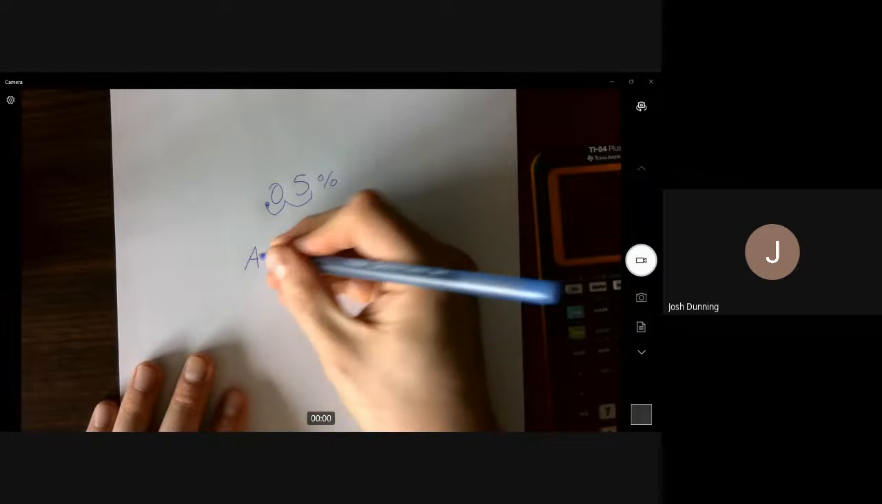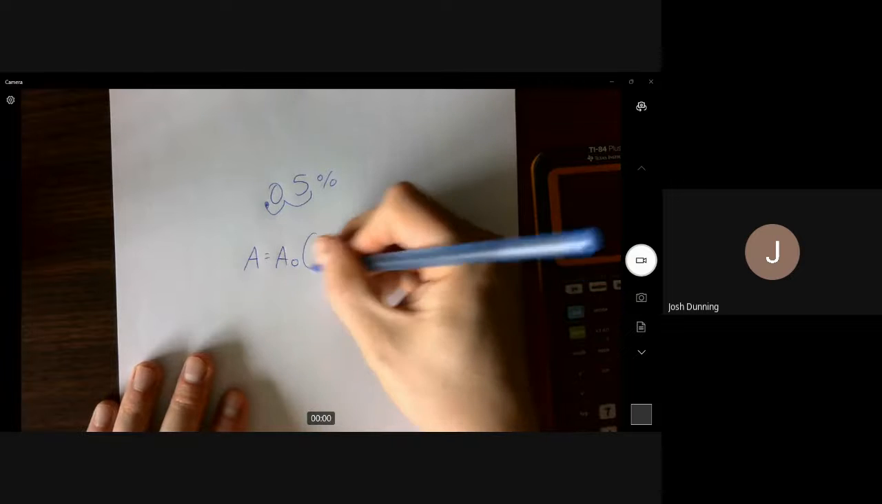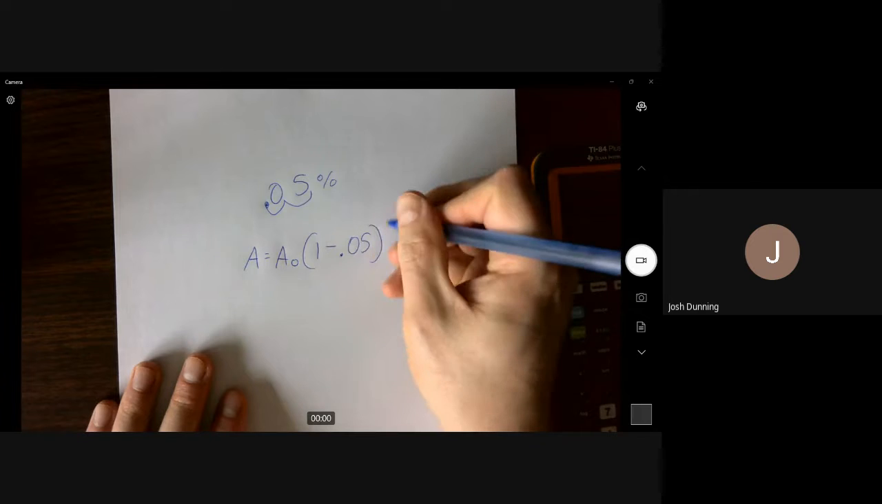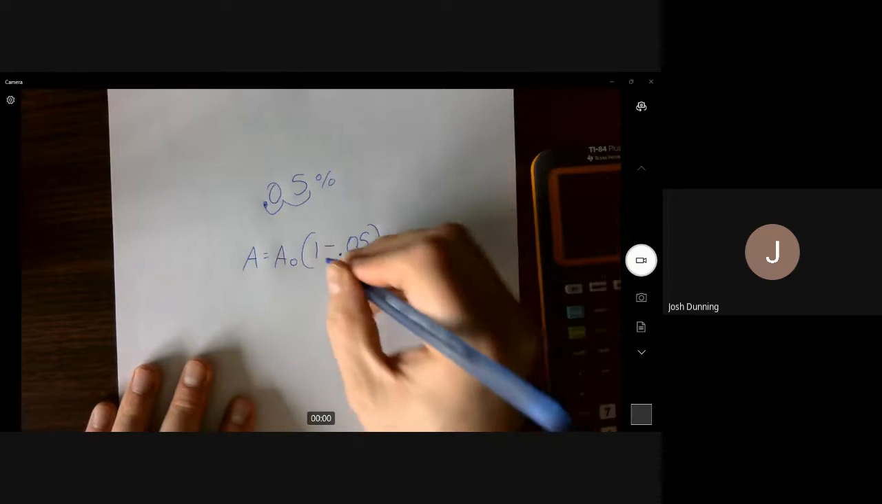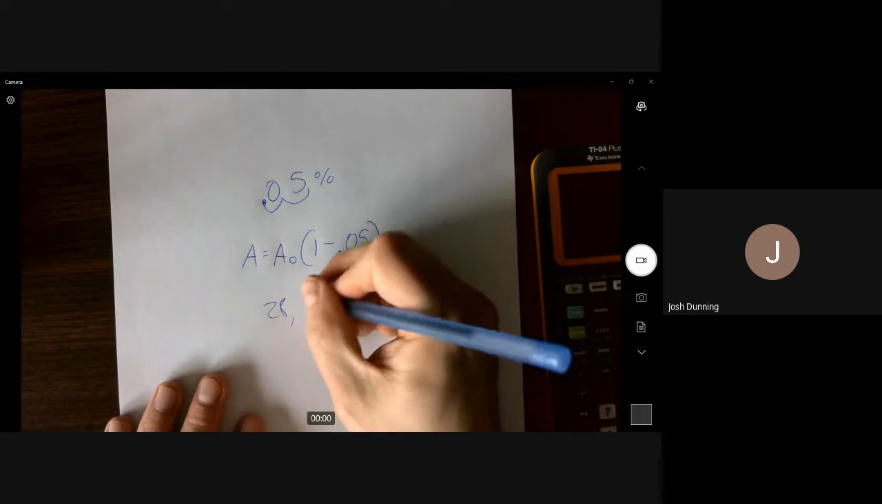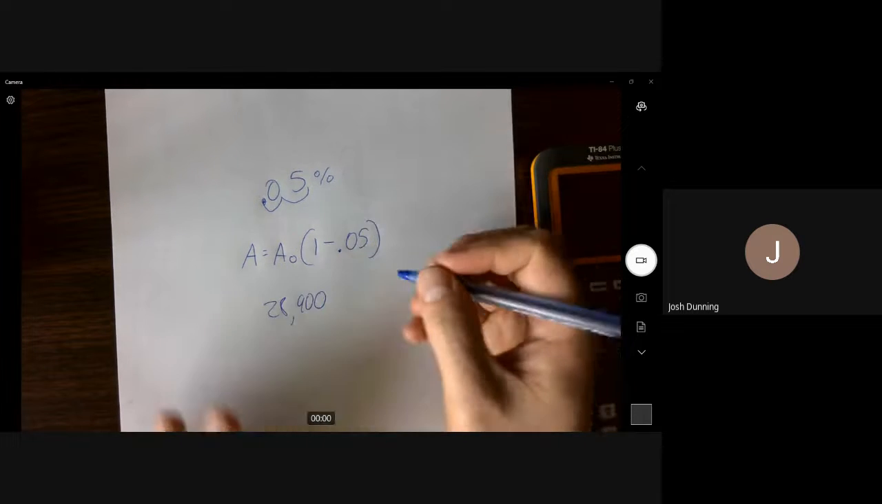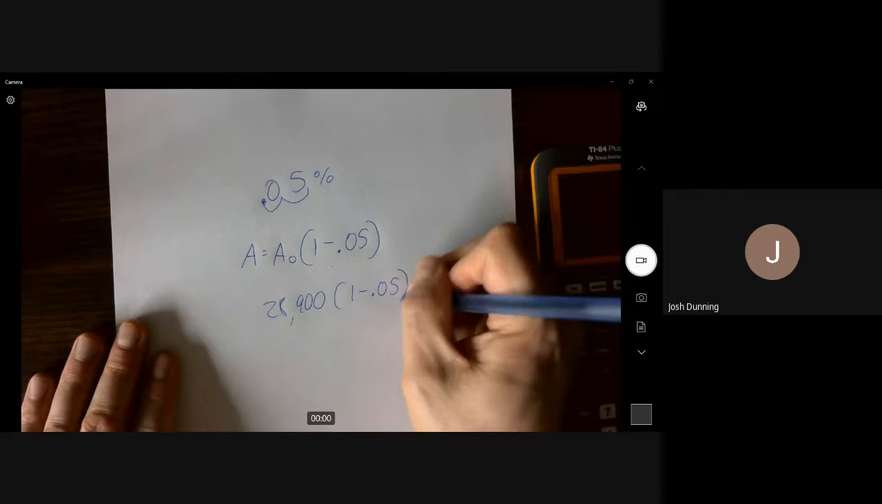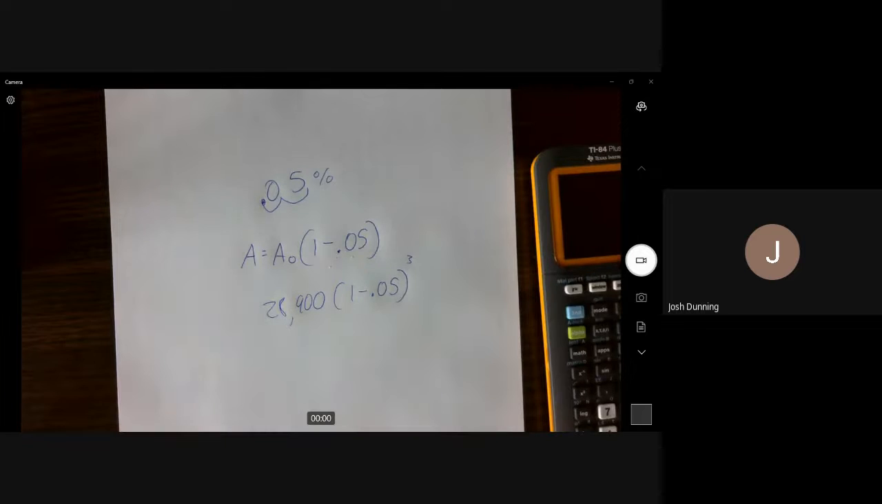Then we go to our equation here. We're losing value, so make sure you use the minus. Now what it says, 28,900, must have been a pretty decent car. 1 minus 0.05 to the third power.